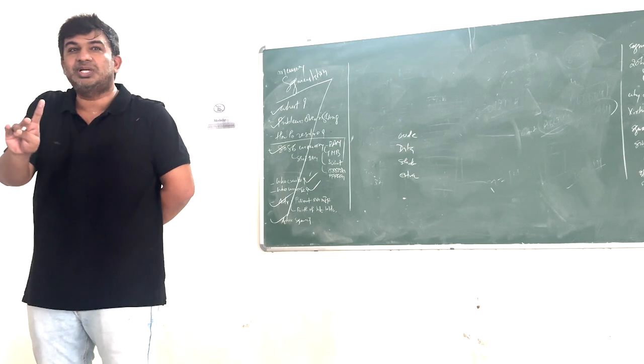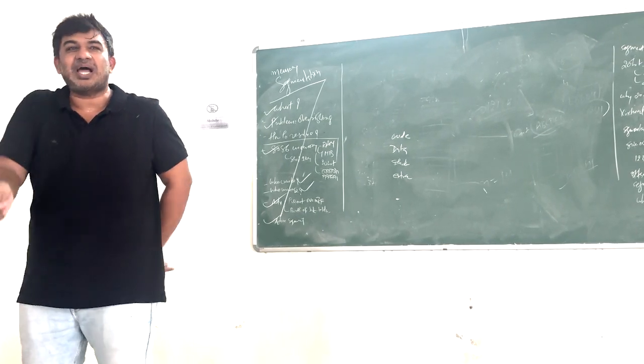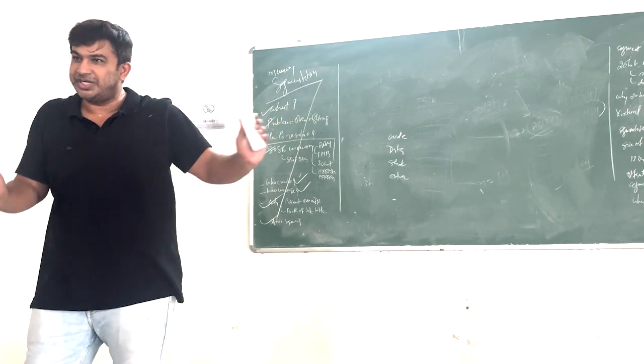So there are four kinds of segments available in 8086, not four segments in total. Multiple segments are possible, but they are out of any of these four.